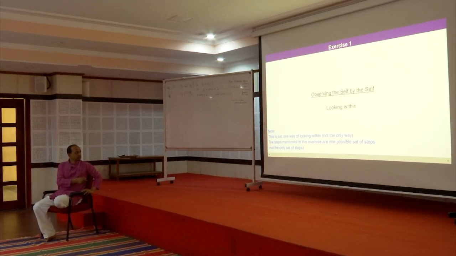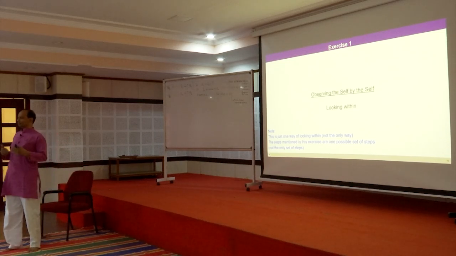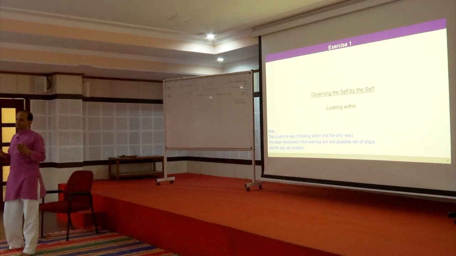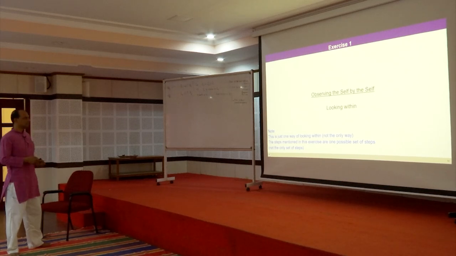So, the exercise one is observing the self by the self, looking within. So, this is just one way of looking within and not the only way. The steps mentioned in this exercise are one possible set of steps and not the only set of steps. So, you'll see that when you go by these steps, you might have felt a need of analyzing further. We can break one step into multiple steps. And once we are able to accomplish, you can put many steps into one step. That is also possible. So, this is just one of the possible ways.